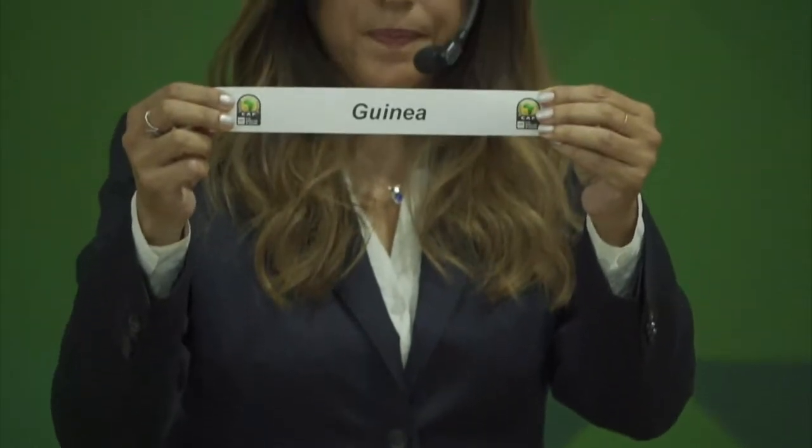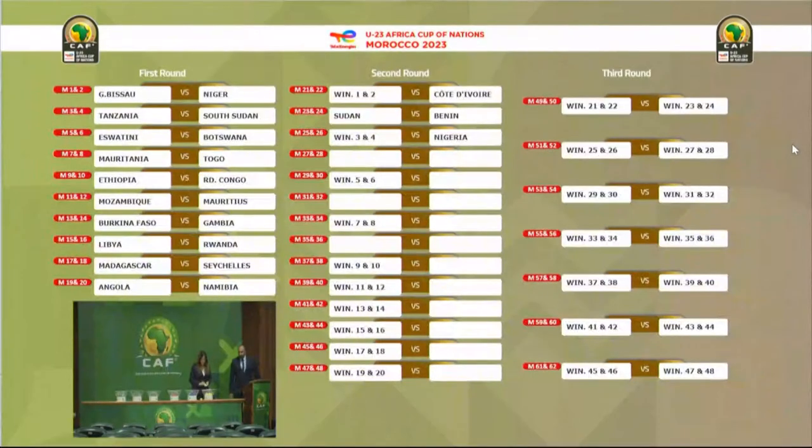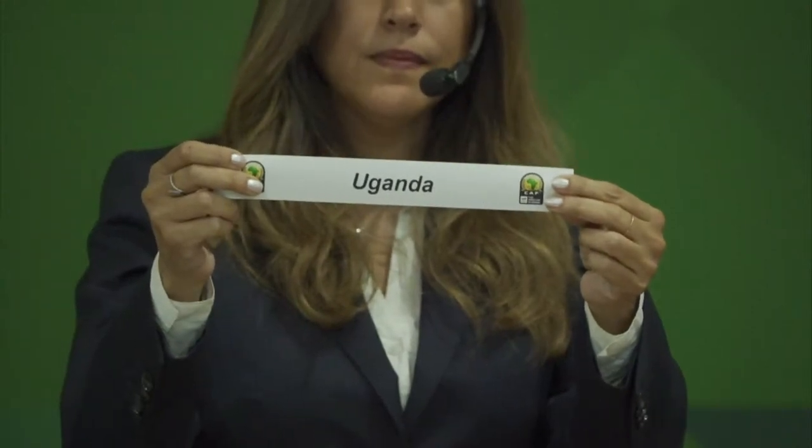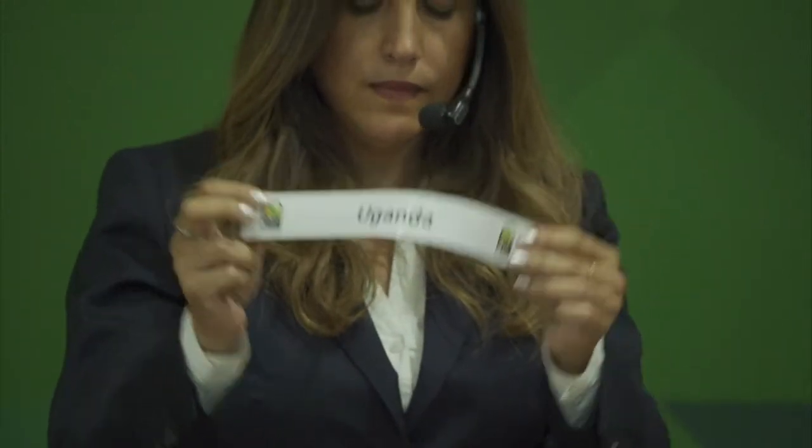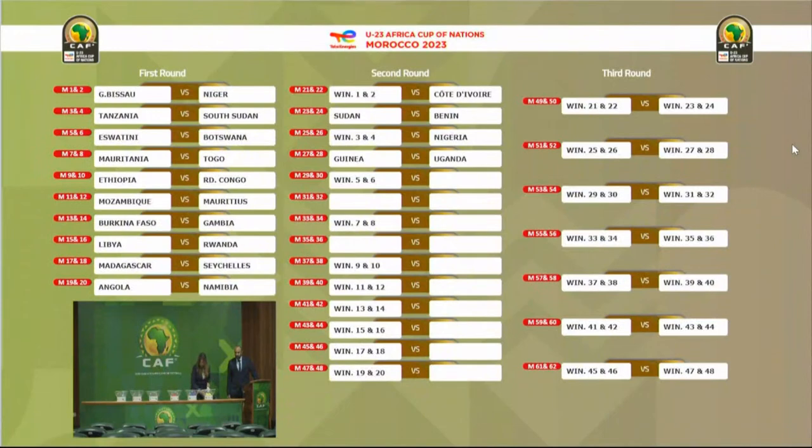This team will play in match 27-28. Guinea. And Guinea will play match 27 at home, the first leg. And the opponent of Guinea will be Uganda. Guinea will play against Uganda, and the winner of Guinea-Uganda will play in the third round against the winner of match 3 and 4 versus Nigeria. Match 3 and 4 is the winner of Tanzania-South Sudan.